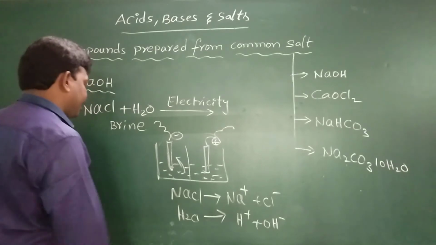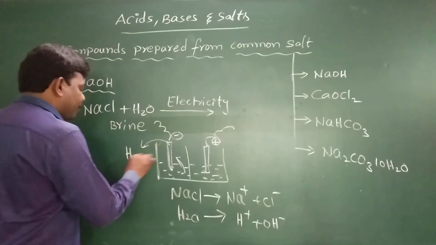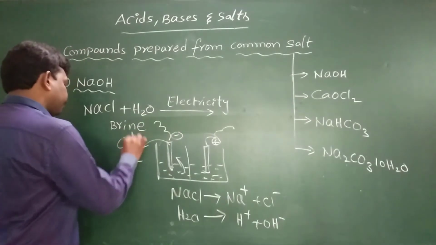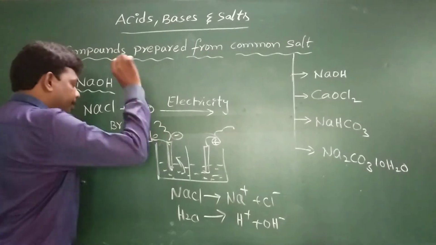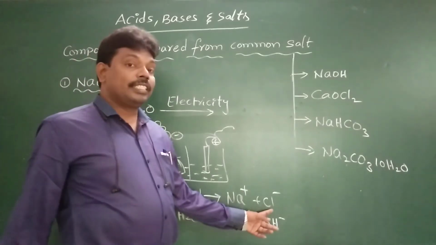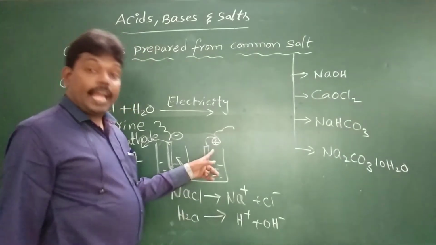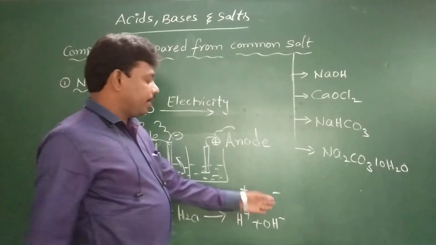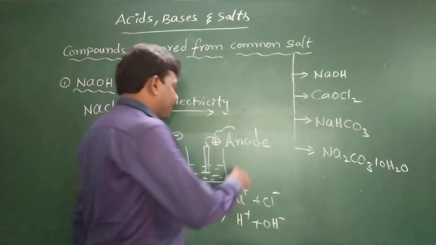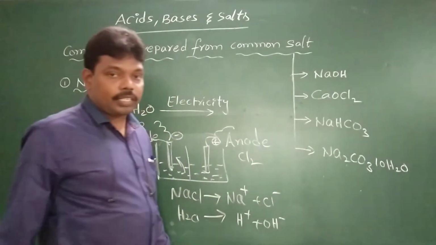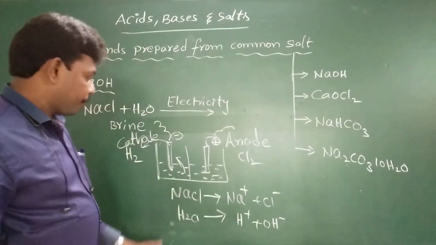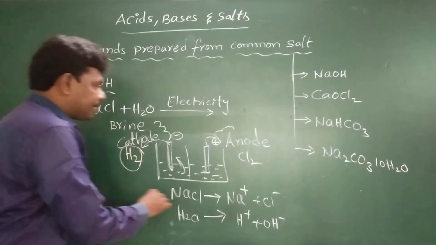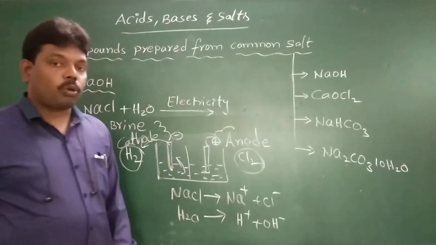Now H+ is moving this side, and at the cathode, which gas is liberated? Hydrogen gas is liberated at the cathode. And Cl- is the negative ion. It is moving towards the anode. This is the anode now. At the anode, which gas can we collect? The chloride ions are moving here, and we will get chlorine gas. So when you pass electricity, at the cathode you will collect hydrogen gas, and at the anode you will collect chlorine gas.